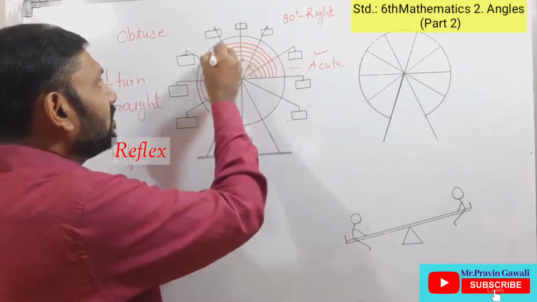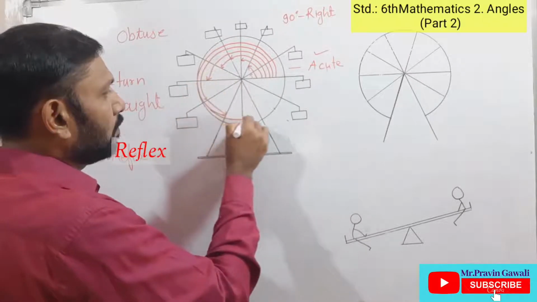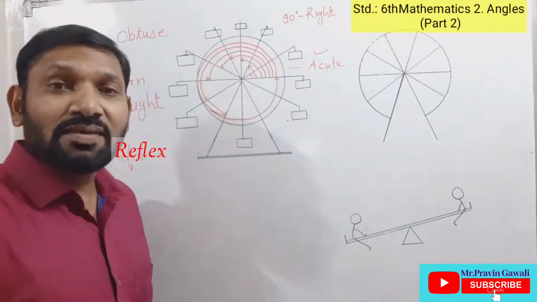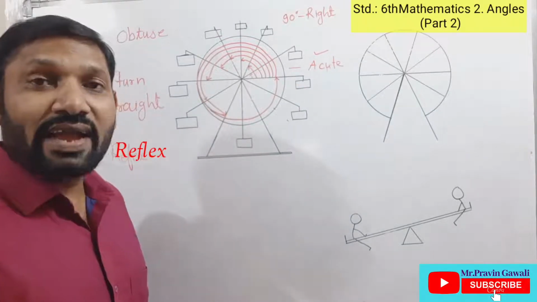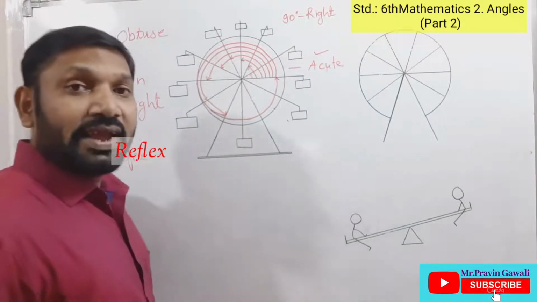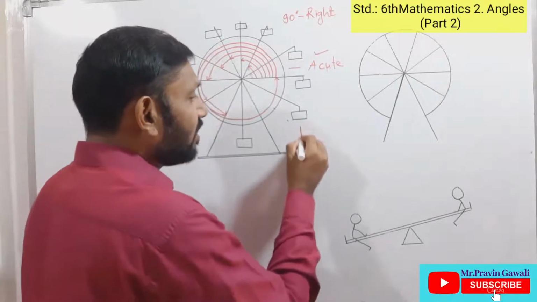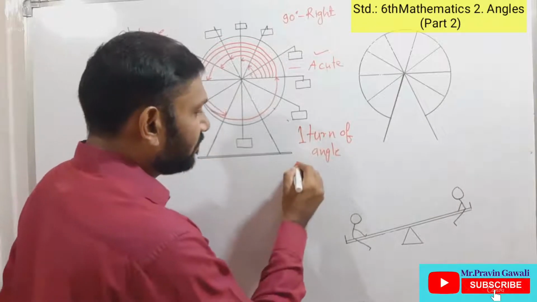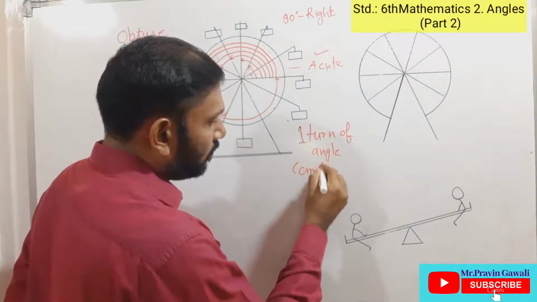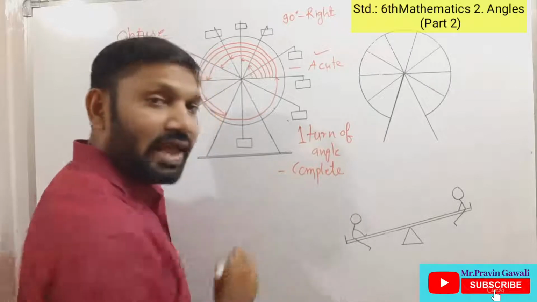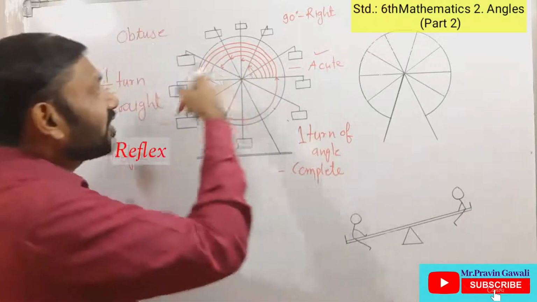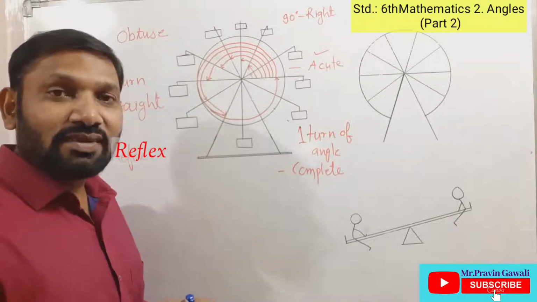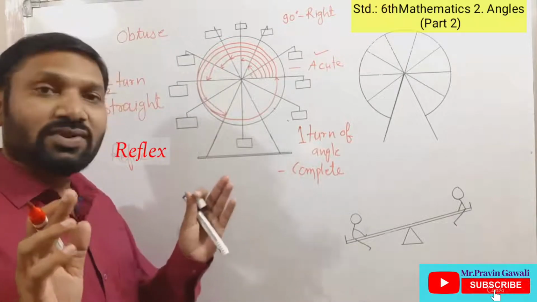The last one we will see. So students, here what do we see? A complete turn of angle. What does it mean? It completes a turn, so it is a complete angle. Okay students, have you understood now? Such kinds of angles we can see in the giant wheel. Very good, if you have understood, it is very good.